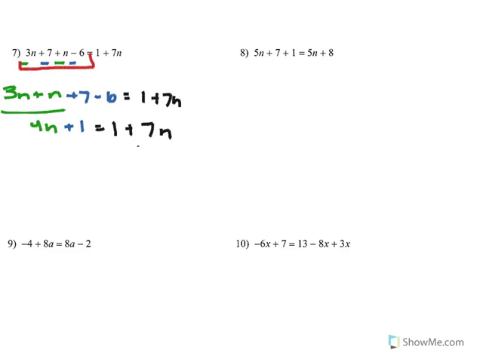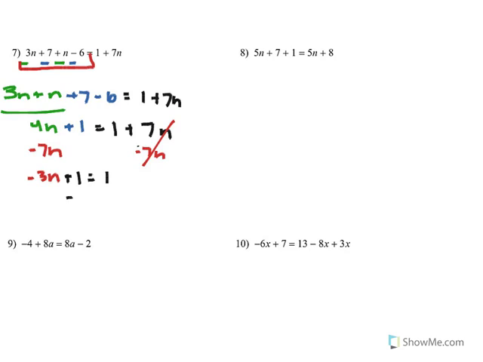And just like we saw before when we got to this point, the left-hand side is as simplified as it can be. The right-hand side is as simplified as it can be. So now I want to start moving those variables to get to the same side. So I'm going to subtract the 7n from this side. That way it's gone. Whatever I do to one side, I'm going to do to the other side. That leaves me with 4n minus 7n is negative 3n plus 1 is equal to 1.